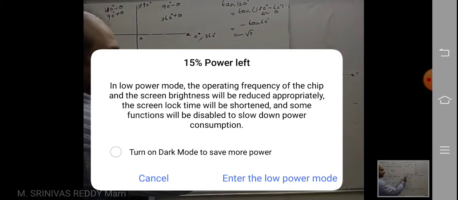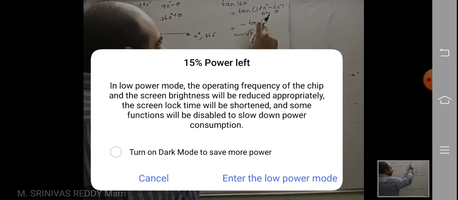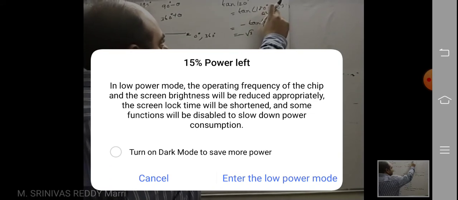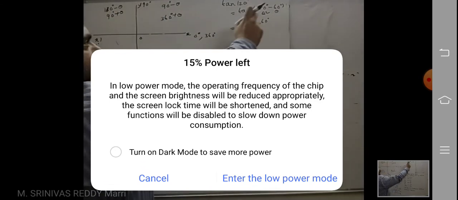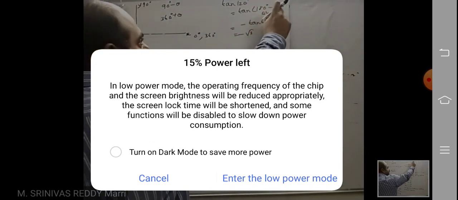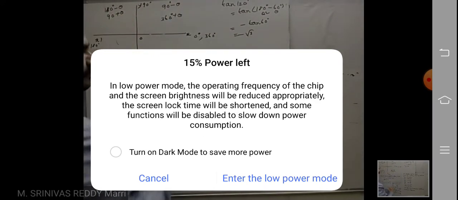Like that, any trigonometric ratio you can write. Just for 180 minus theta, you write the same ratio of theta, and then look at the quadrant in which 180 minus theta lies. Depending on that, you can easily determine the sign. Like that, 180 minus theta.